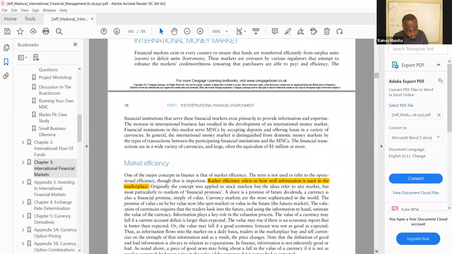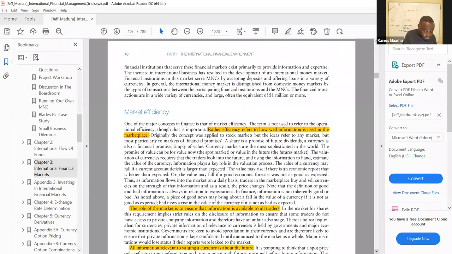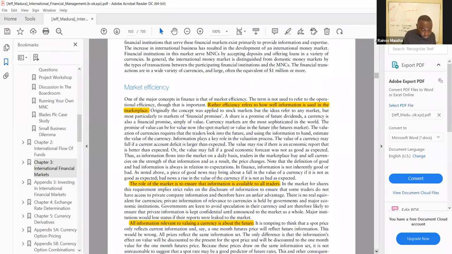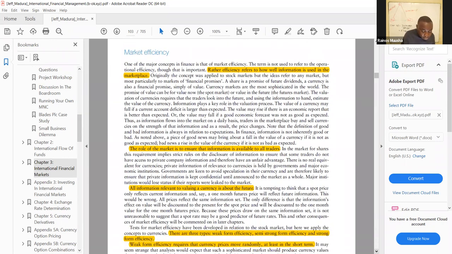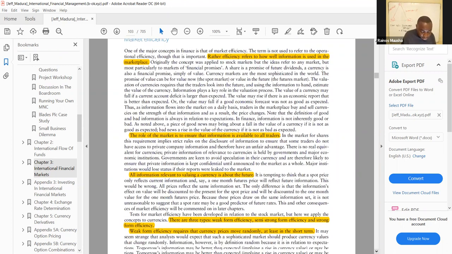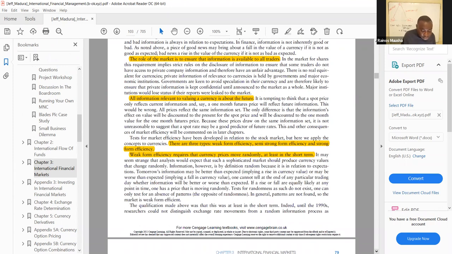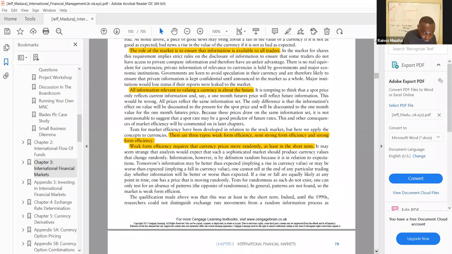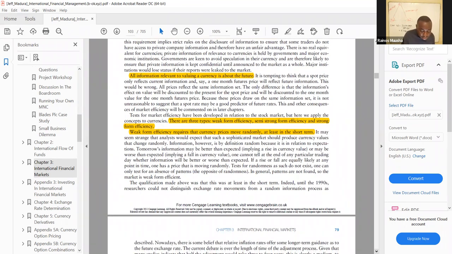In the money market. And when you look at the market efficiency, take note of these definitions, where they say, efficiency refers to how well information is used in the marketplace. And on the next paragraph, they say, the role of the market is to ensure that information is available to all traders. And the paragraph after that, they also say, all information relevant to valuing currency is about the future. Then the next paragraph after that, on the second sentence, they say, there are 3 types of market efficiency. It can be the weak form, the semi-strong form, and the strong form.